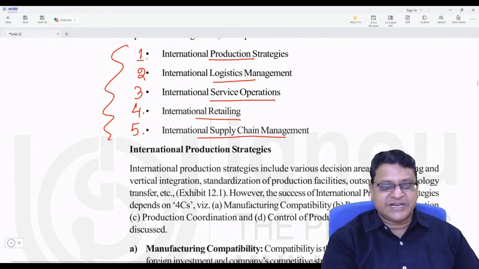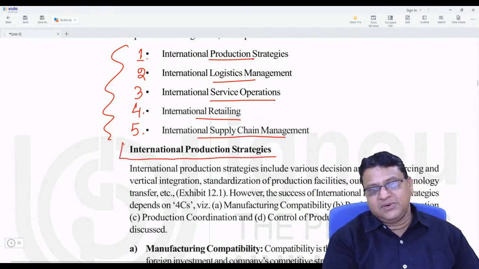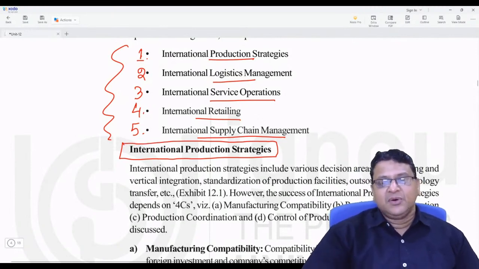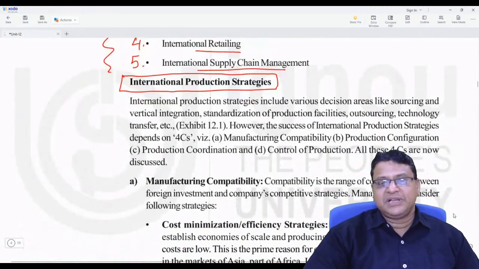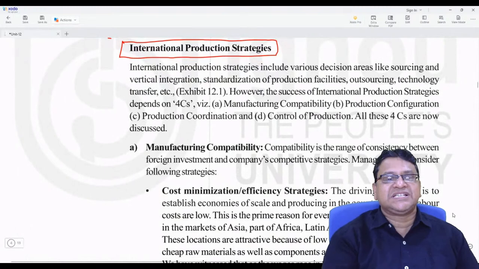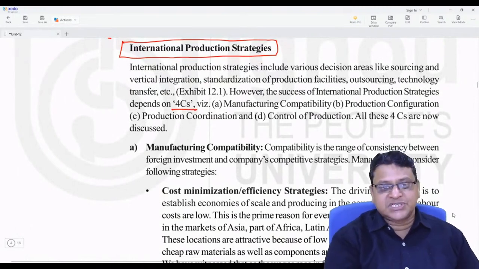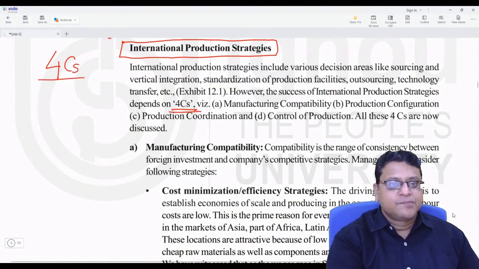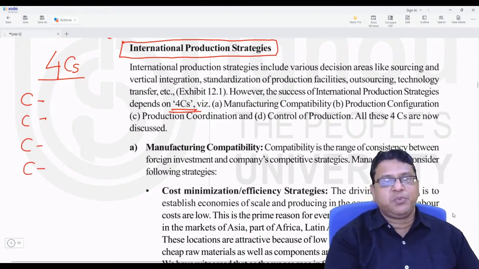International production strategy. What are the key issues involved in international production strategy? Generally, when you produce a product for international customers, you have to follow the 4 C's. What are the 4 C's?